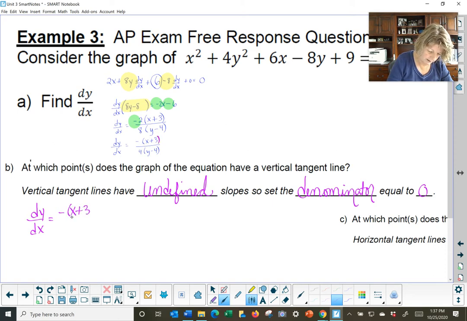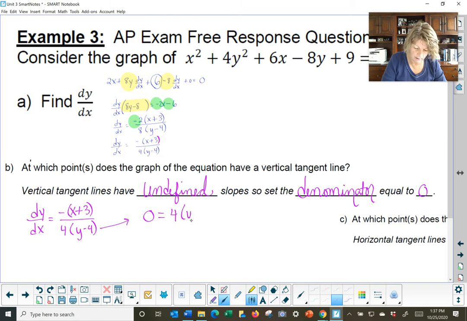Sweet. So I'm going to pick up my dy/dx from the previous part of this question. That has a parenthesis there, doesn't it? Over 4y minus 4. And I want to find where it has vertical tangent lines. So I'm going to set the denominator equal to 0. Pretty easy one to see that y would equal 4. It said at which points does it have a vertical tangent line. y equals 4 is not a point. It just describes the y value. So we've got to go find the x value.